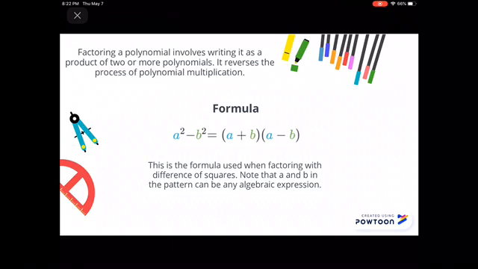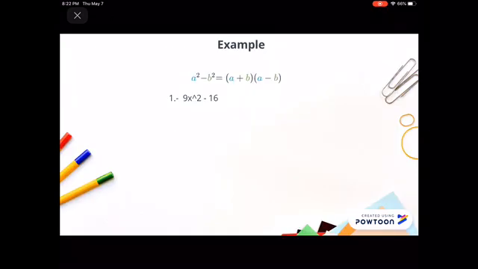First, we need two terms that are squared and that are being subtracted. Then we take the square root of both terms, and finally we rewrite the expression as (a plus b) times (a minus b). That is all we have to do, and that is always the formula. So let's do an example so you guys can see it better.